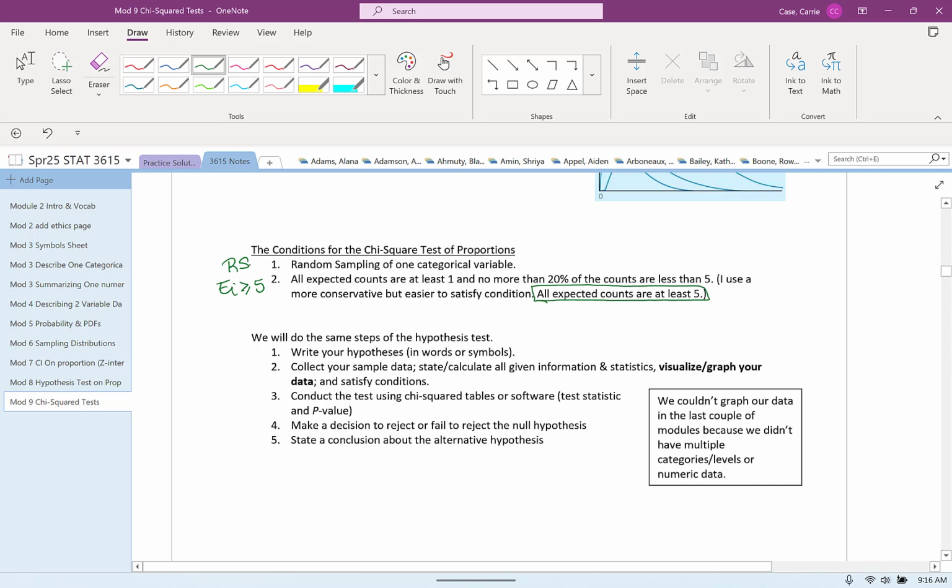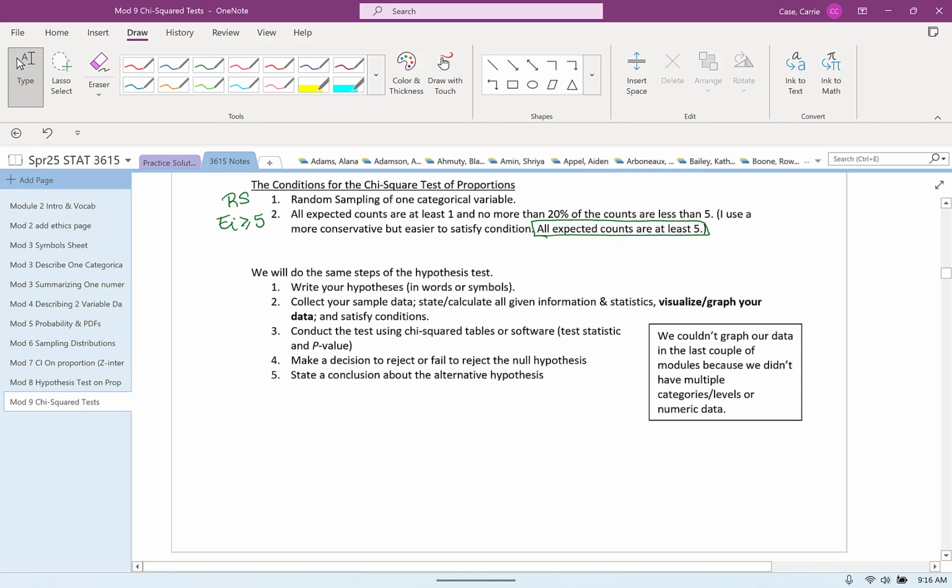This is similar to our condition before when we were trying to satisfy normality, where we had to have n times p greater than 10. So instead, we're looking at expected counts. And again, we're not using normality here, but it's similar in the way we think about it.